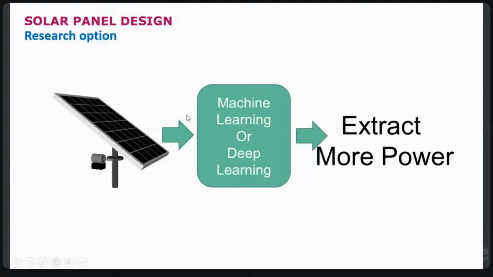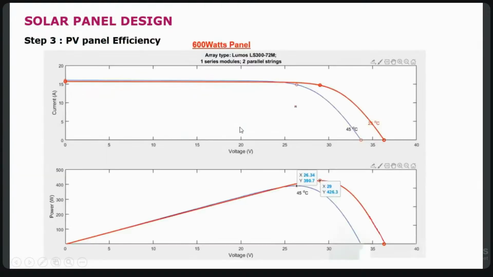But the new research is with the help of machine learning or deep learning. We are extracting more power using that MPPT. So this is the new research topic, where we use machine learning and deep learning, and in the algorithm we use AI, P&O, in MPPT. This is another new research option for research scholars. Using machine learning or deep learning, we can gain the maximum solar power and extract more power from the panel.